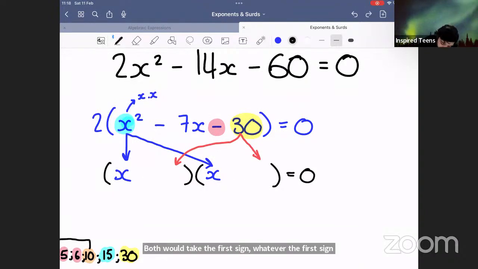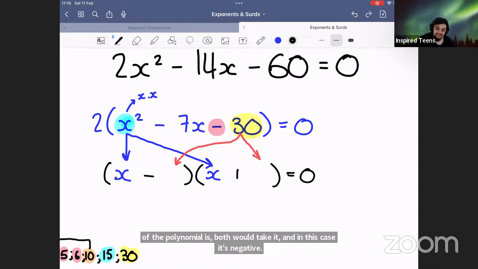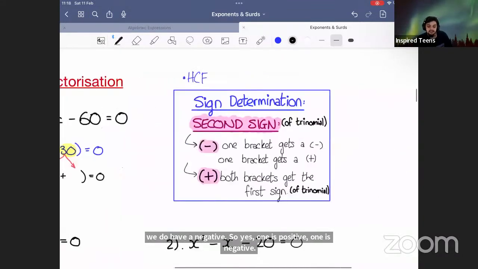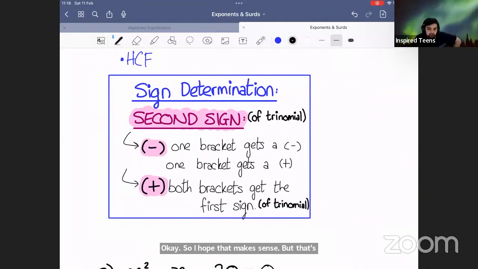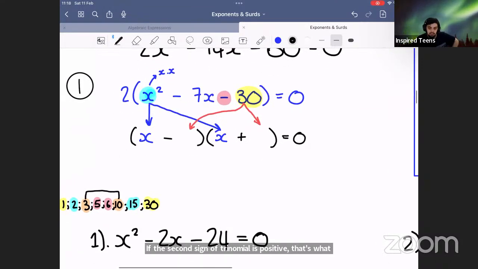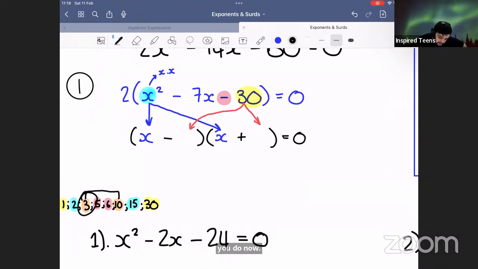However, we do have a negative, so yes, one is positive, one is negative. I hope that makes sense. But that's just the sign determination in all cases, right? If the second sign of the trinomial is negative, that's what you do. If the second sign of the trinomial is positive, that's what you do. Now, one is negative, one is positive. Okay, now we can place in our factors of 3 and 10.